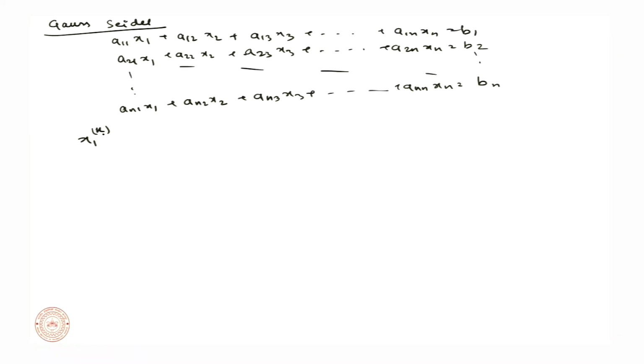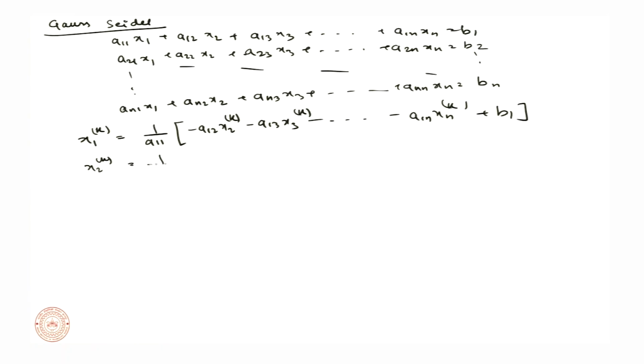Okay, so let's write it again. x1 for the kth iteration equals to 1 by a11, we will have minus a12 x2 for k, minus a13 x3 for k, minus all the way up to minus a1n xn for k. So for the first one, it's all the guess values plus b1. For the second one, it will be a22. Now you already know x1 of k plus 1. These are all k plus 1.